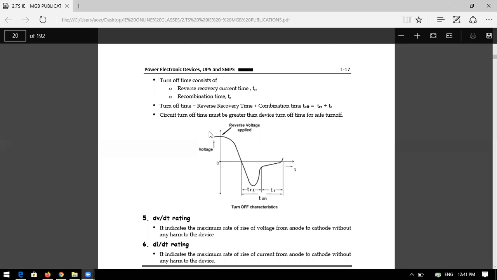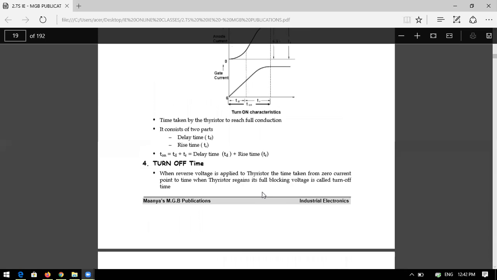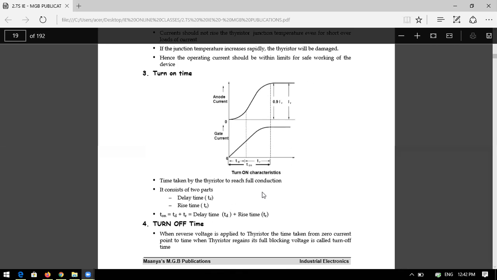That is how much time it will take from the maximum peak value to regain its original value, or the zero state. In the zero state, you call that the turn off time. So turn off time is TRR plus TR. You can draw these diagrams and easily understand turn on and turn off time. Turn on time depends on the delay time as well as rise time, whereas turn off time depends on TRR plus TR, reverse recovery time plus recombination time.